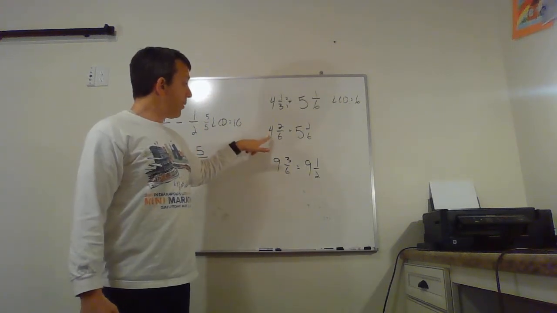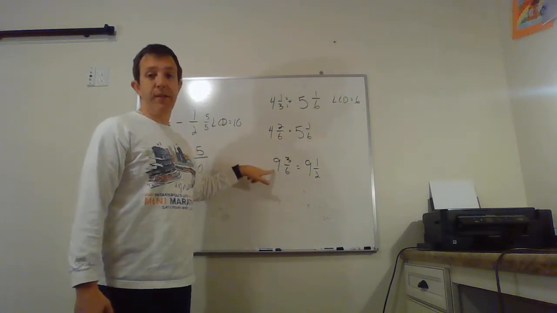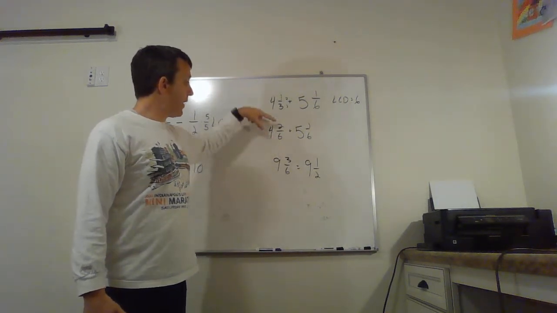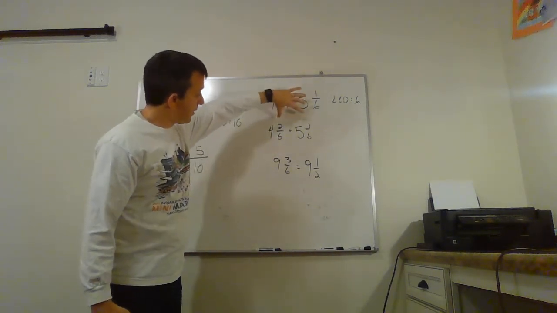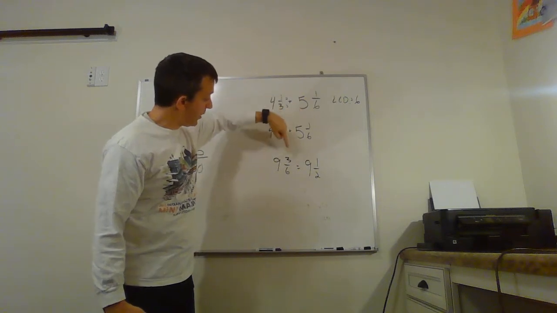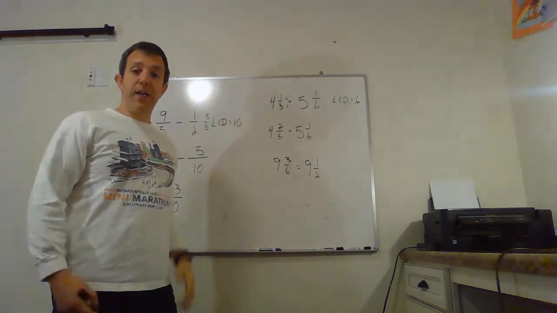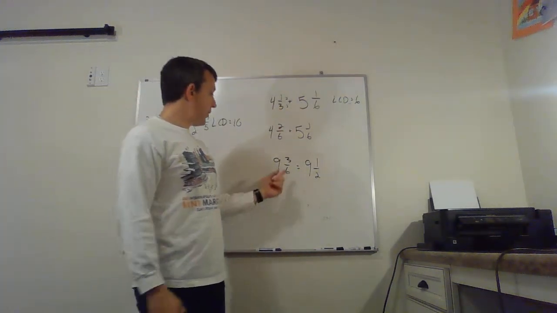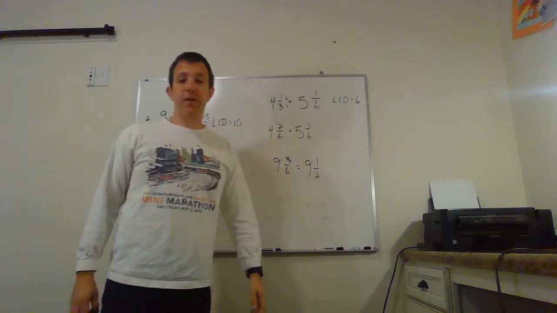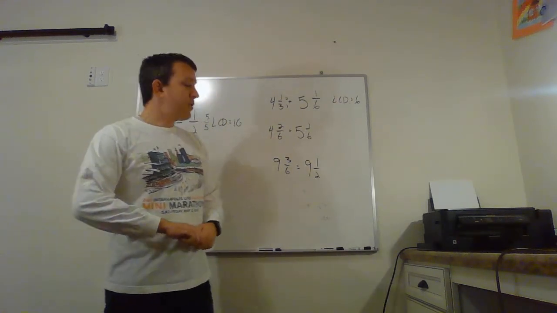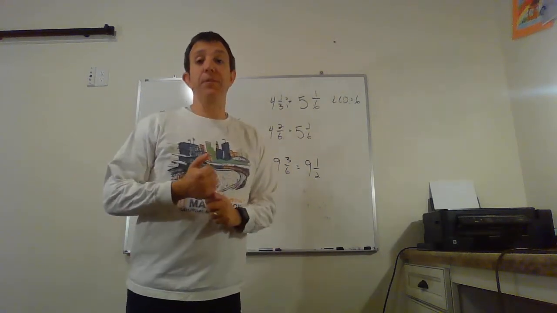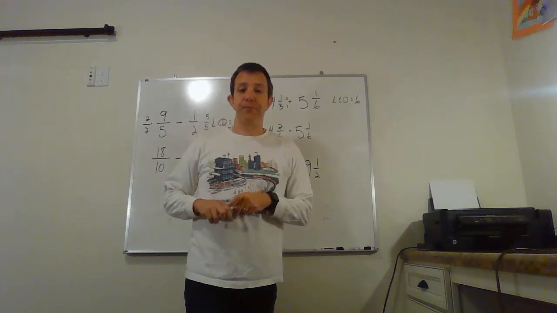Once we get here, this is really nice. I just add the whole numbers. 4 and 5 make 9, and then I add the fractions. So again, I only add the numerators. 2 plus 1 gives me 3. So I get 9 and 3/6. But then, of course, I can reduce 3 over 6 all the way down to 1/2. So make sure you do that.